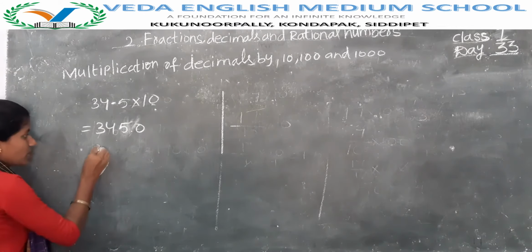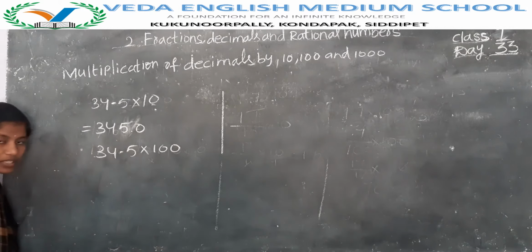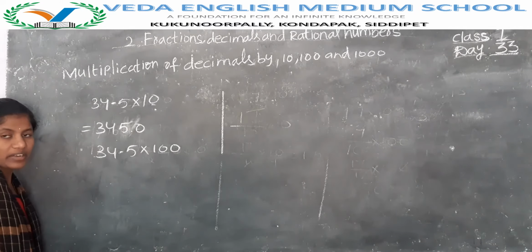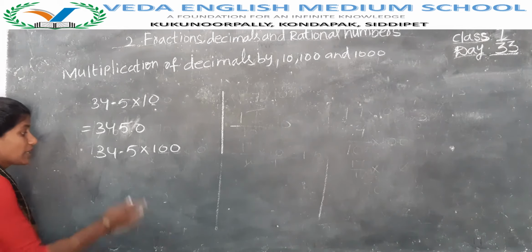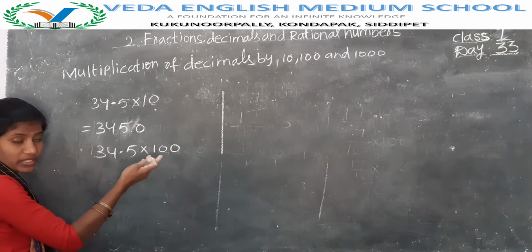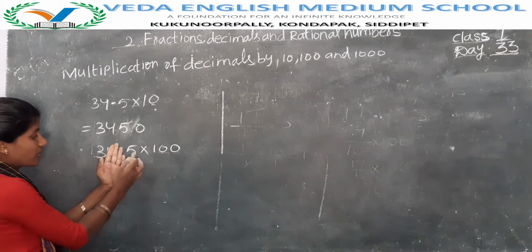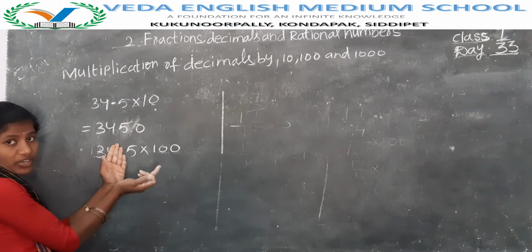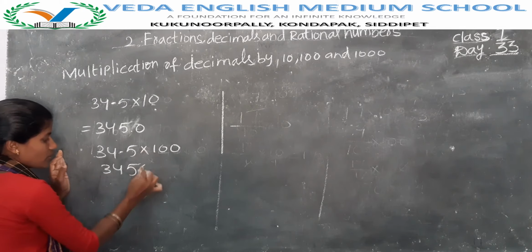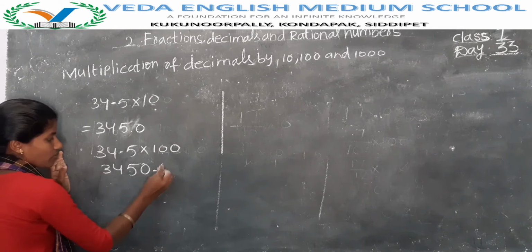Same. 34.5 into 100. Now 100. How many zeros are there in 100? In 100 we have 2 zeros. So the point moves to the right side after 2 digits. But are there 2 digits after the point? No. Then what do you have to do? You have to keep the zeros. 3 4 5. 2 digits లో కాబట్టి 0 పెట్టుకోవాలి. Then the point moves 2 digits, so here 0.